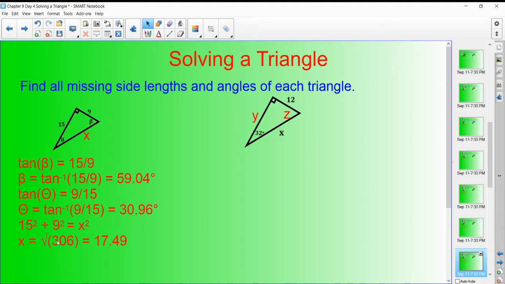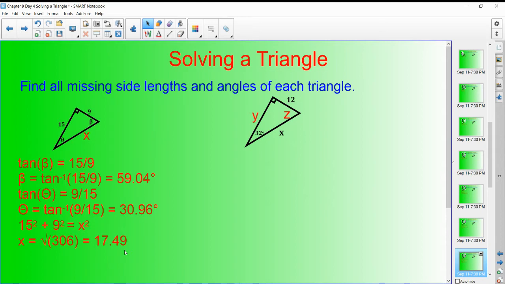So 15 squared plus 9 squared is 306, and then I take the square root to get the square root of 306, which is 17.49. So now in this problem, I found the two missing angles and the missing side. Now the right one. I have two of the angles.